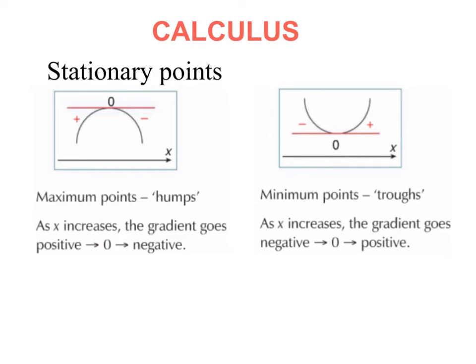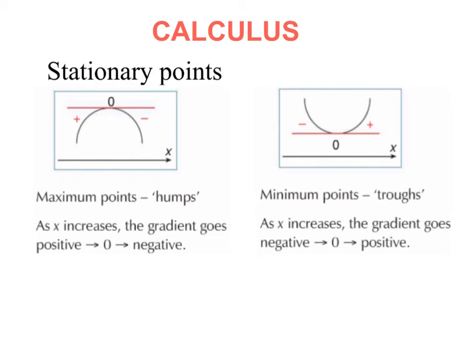Stationary points. Stationary points in calculus are basically maximum points on our graph, known as humps, or minimum points on our graph, known as troughs. So if we have an n-shaped graph, so that would be a minus x squared, we can see that we have a slope of 0 when the tangent touches the maximum point. And if we have a u-shaped graph, we can see that we have a slope of 0 when the tangent touches the minimum point.